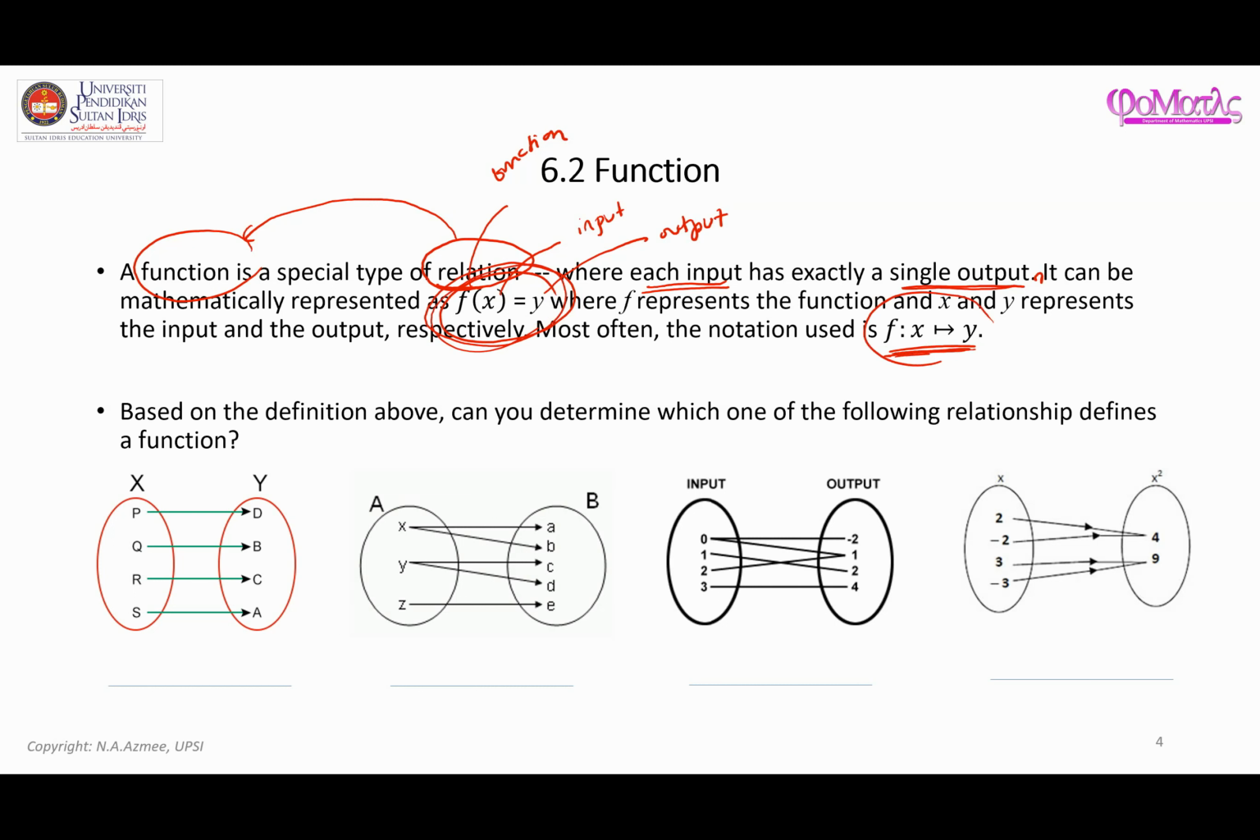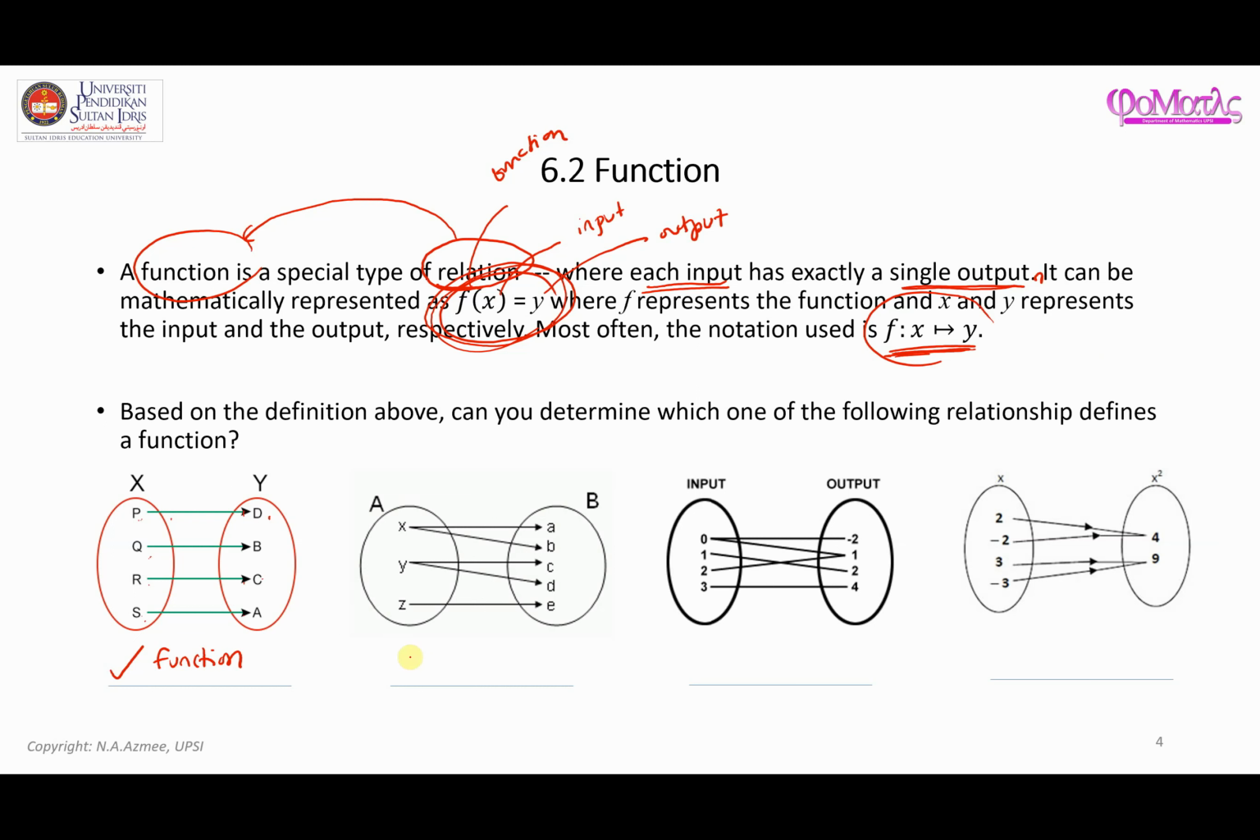Now, based on the definition above, can you determine which one of these figures defines a function? So for the first figure here, clearly this is a function. This is a function because you can see that the input P is given to output D, Q is given to B, R is given to C, and S is given to A. Each of them has one single output.